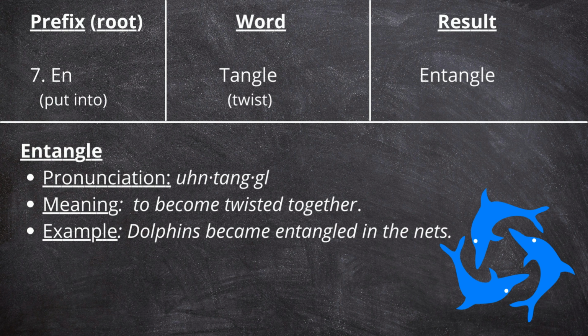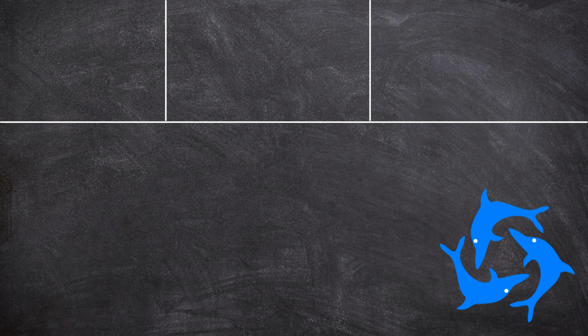Seventh prefix is en, which means put into, and the word is tangle, which means twist. Both put together form a word entangle. Entangle means to become twisted together. For example, dolphins became entangled in the nets.